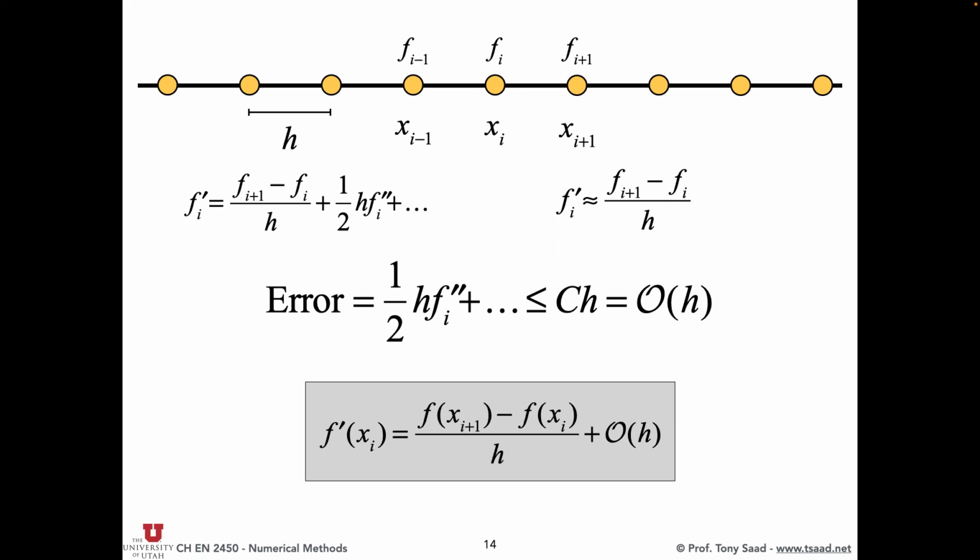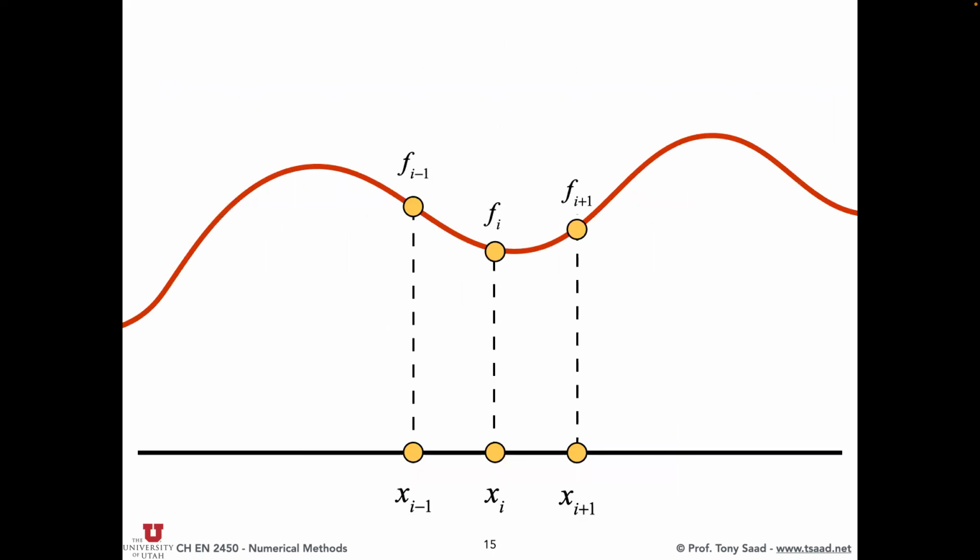Okay? And this is called the forward difference formula. I'm gonna come back to the error, but I wanna show you visually what the forward difference formula means. Consider this function in red, and at point i, this is the true slope. So suppose you knew f, okay? This is the true slope at point i.